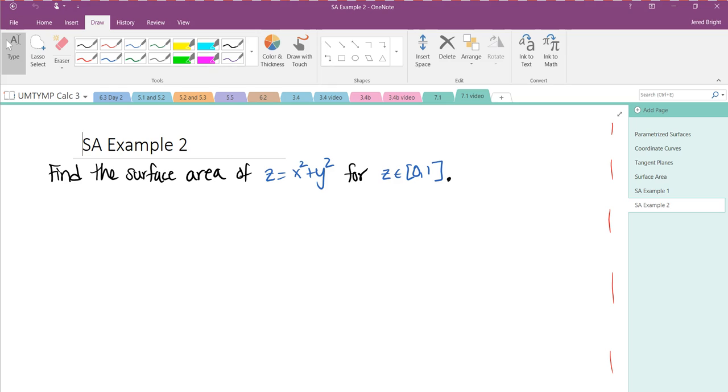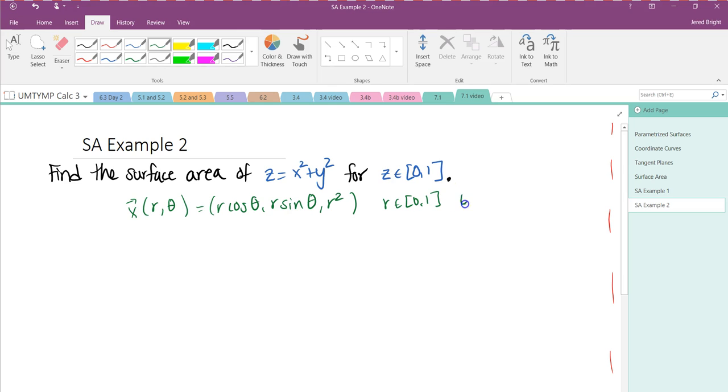We happen to see this one in an earlier video, so the parameterization is kind of fresh in my mind at least. But the parameterization that we should use, x of r, theta, should be r cosine theta, r sine theta using polar, and then r squared. Okay, and then we know that r is within 0 to 1, and theta is within 0 to 2 pi.